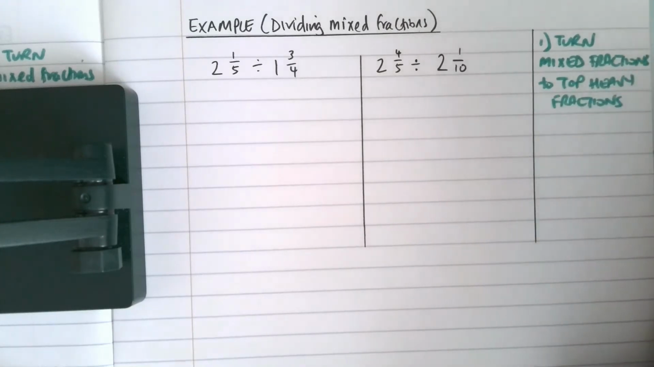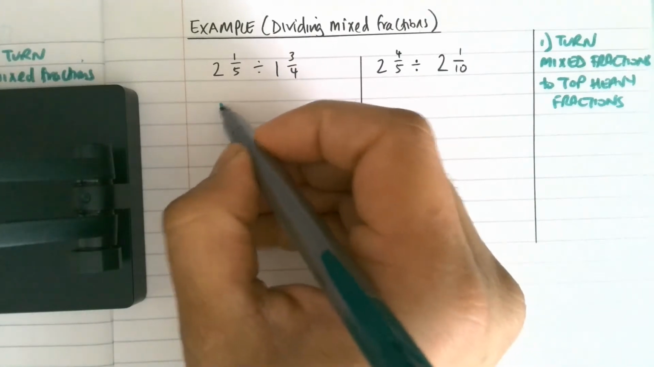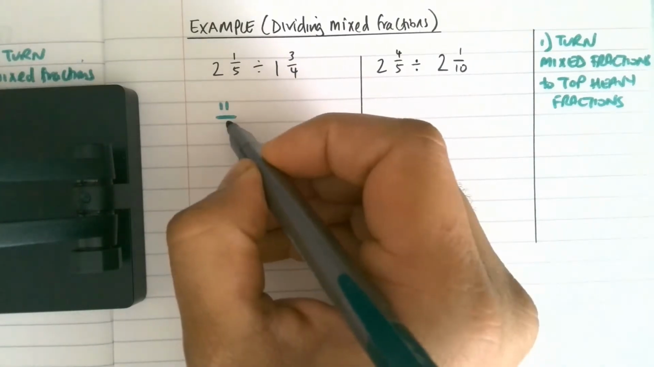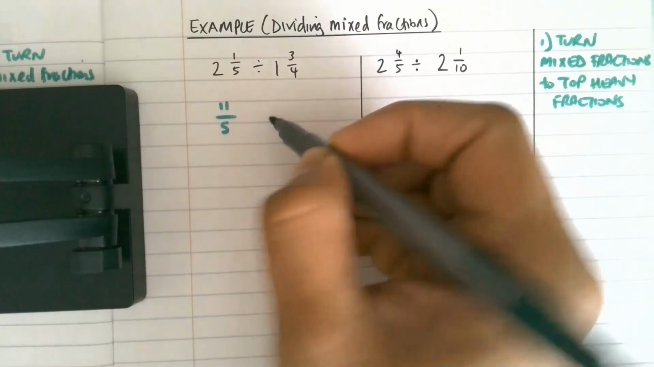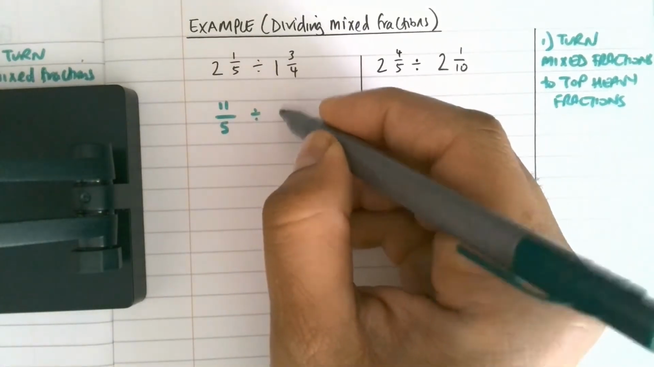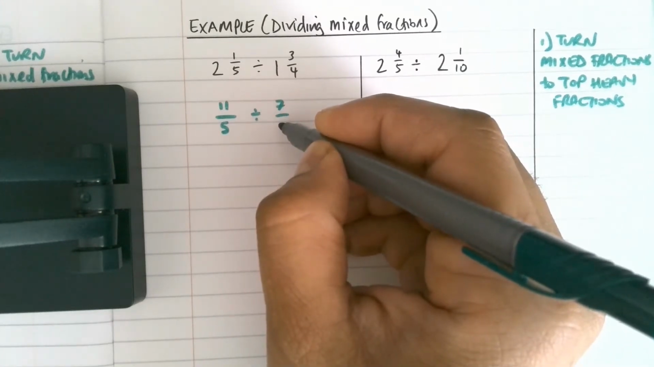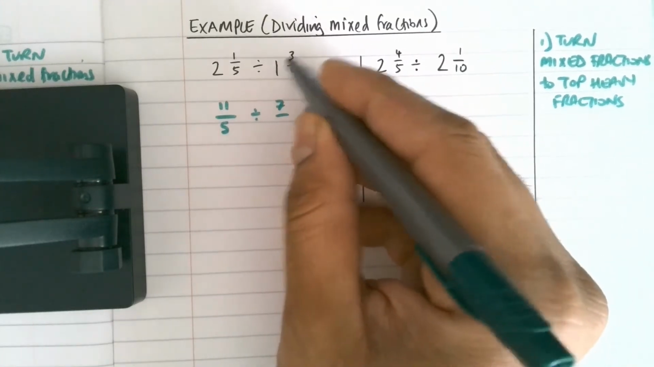So 2 and 1 over 5 becomes 11 over 5, because 2 times 5 is 10 plus the numerator is 11, divided by 7 over 4, because 4 times 1 is 4 plus the numerator is 7, so that becomes 7 over 4.